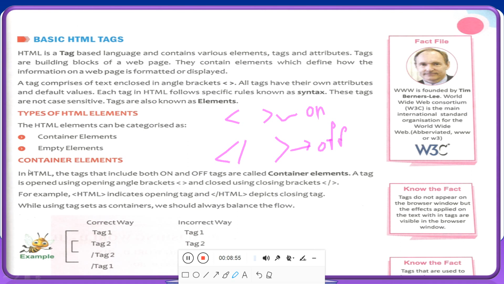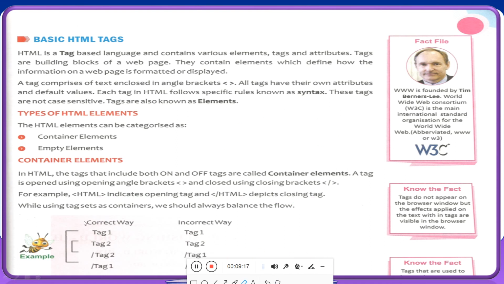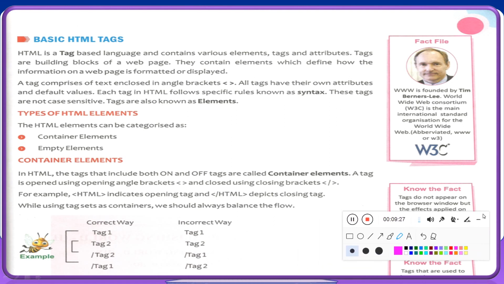So a tag which contains both on and off tag is called a container element or container tag. For example, HTML, this is the on HTML tag, indicates the opening tag, and this with a forward slash over here depicts the closing tag. I hope this is clear to you. Okay, students. Now, while using the tag sets as containers, we should always balance the flow. What is the meaning of this balance the flow?